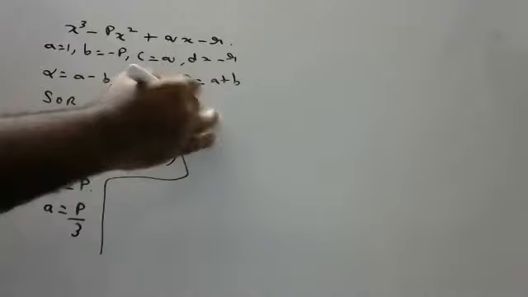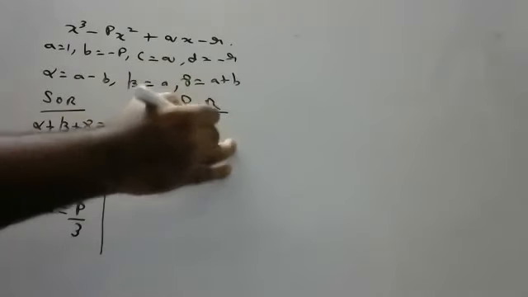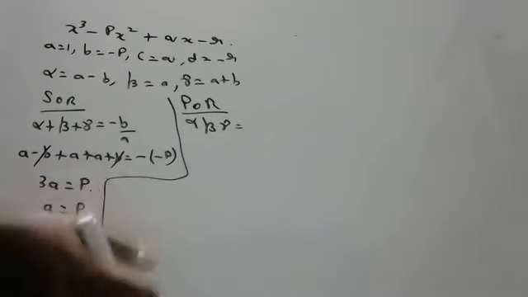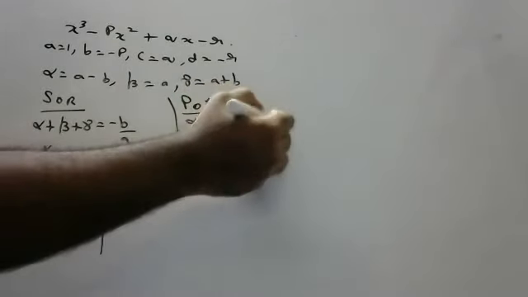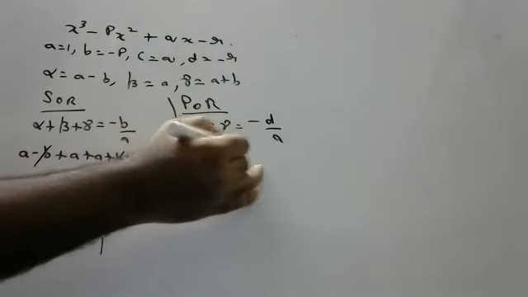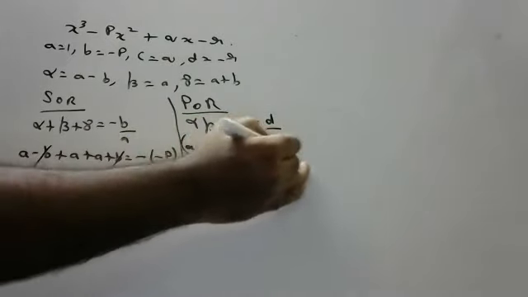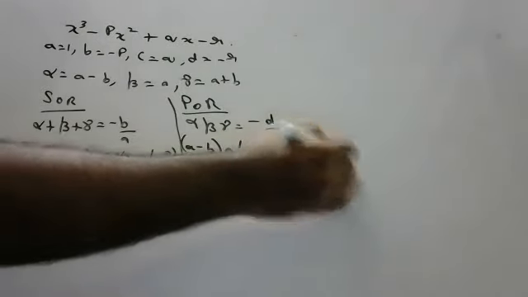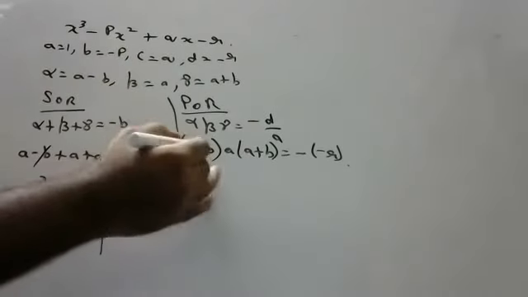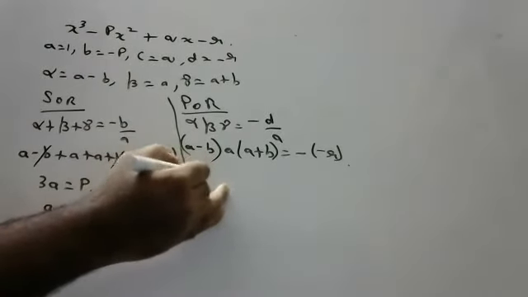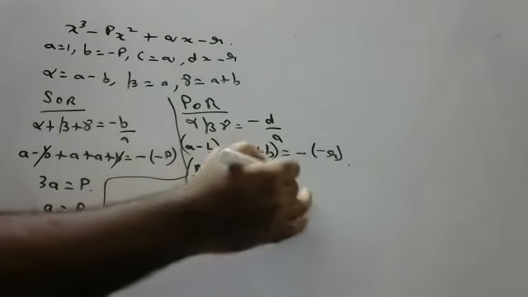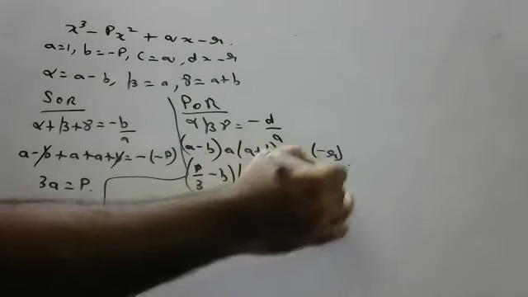Now the product of the roots, alpha beta gamma. Children, questions like these you will not have in the textbook, but you should practice. In the exam, they will give them. So the product is minus d by a. Alpha is how much, children? a minus b. What is beta? a. What is gamma? a plus b, is equal to minus of minus r. Okay, children? a, how much did you get? p by 3. So p by 3 minus b into p by 3 plus b is equal to r.